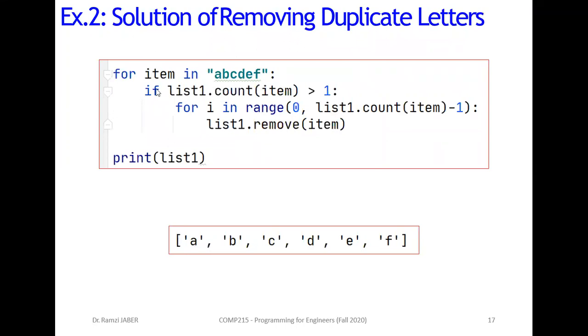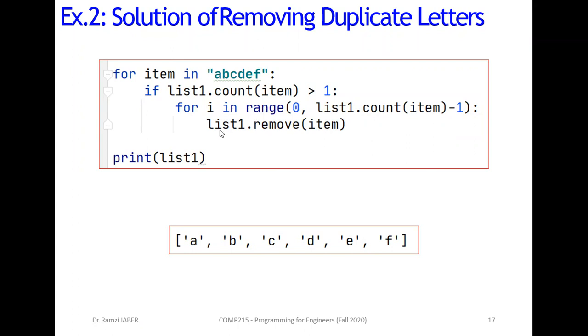For item in ABCDF, if list1.count item is bigger than 1, now we want to count how many A we have, and we remove all of them except the first one. And how many B we have, remove them except one. So we use another for loop, for I in range 0 to list1.count minus 1. This is the -1. If we have A 5 times, I will be from 0 to 4.